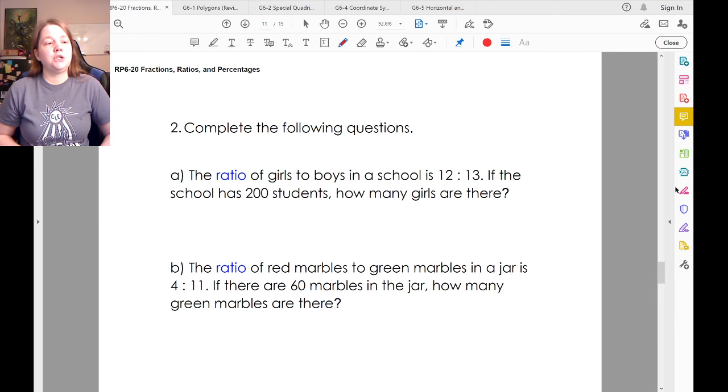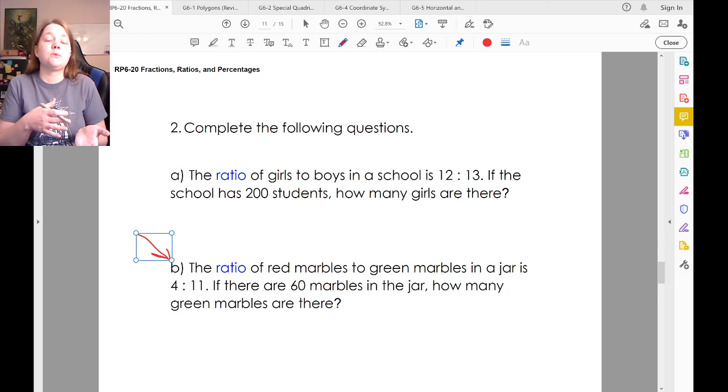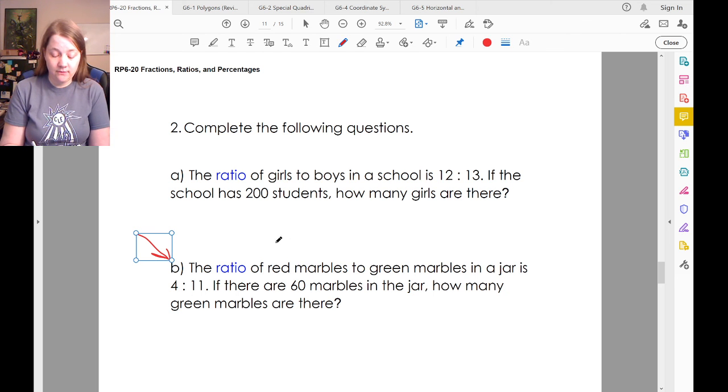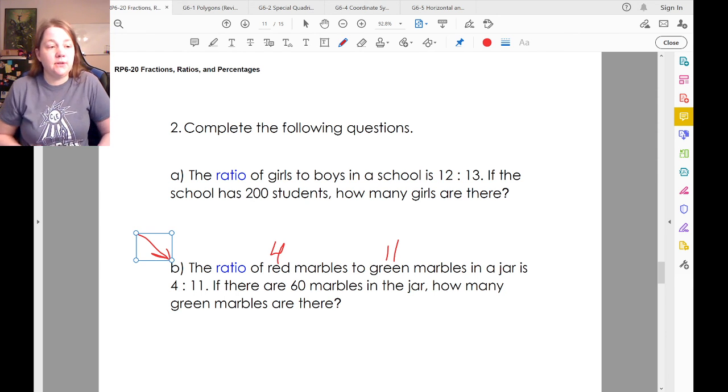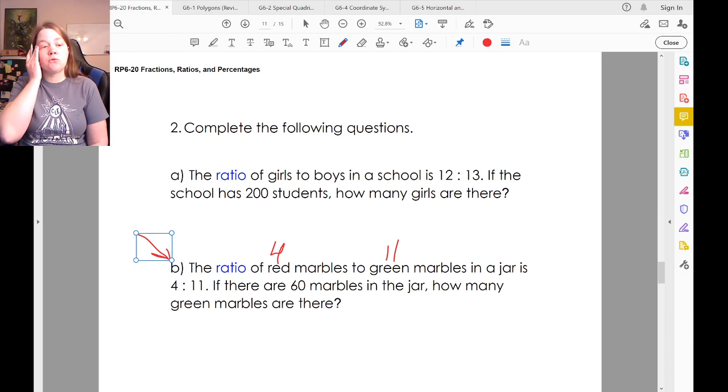Let's talk about the ratio of red marbles to green marbles down at letter B. The ratio of red marbles to green marbles in a jar is 4:11. In the same way that in previous questions we were assuming it's only girls and boys in a class, we're going to assume there's only red and green marbles in this situation. So the ratio of red marbles to green marbles is 4:11. 4 red to 11 green. Remember that order matters.